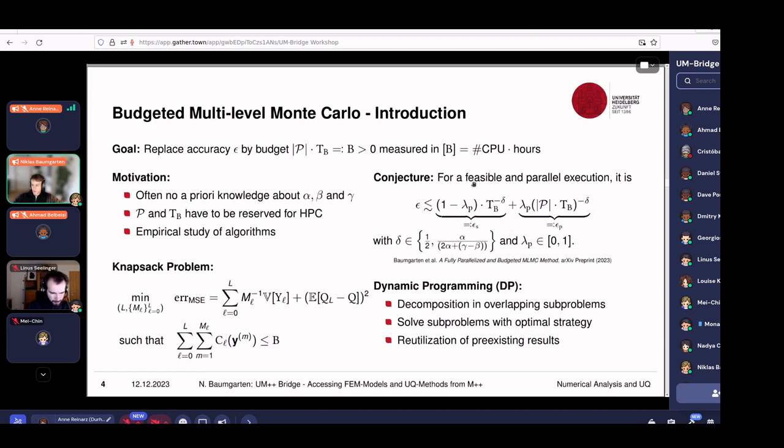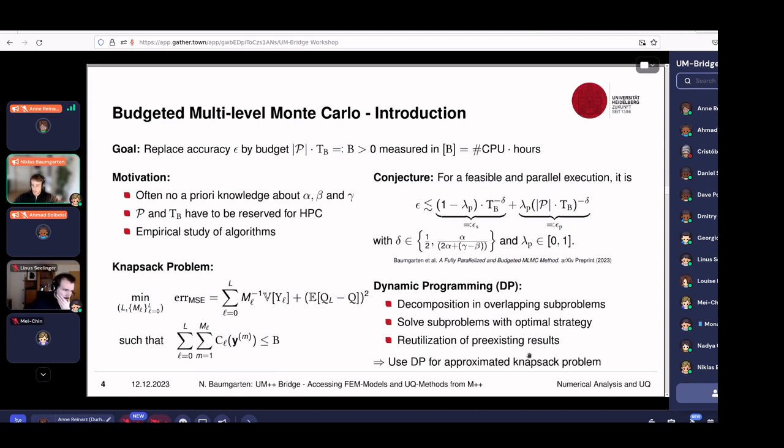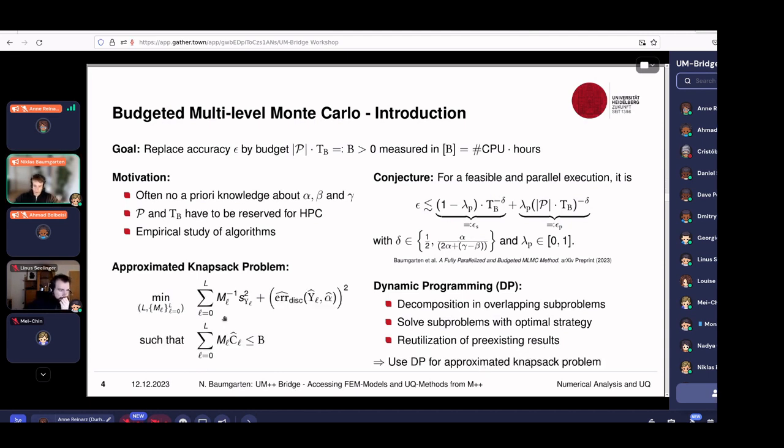I have not told you yet how to actually solve this problem with an algorithm which obeys this bound. And usually for these knapsack problems, you use dynamic programming to solve them because they are NP hard, and you need some exploration of the whole solution space, and you better do this in a smart way, otherwise your computational cost is exploding. And you have these three concepts here. You need to decompose your problem into overlapping subproblems. You need to solve each subproblem with an optimal strategy, and you have to reutilize pre-existing results. And then you can use dynamic programming for this approximated knapsack problem.